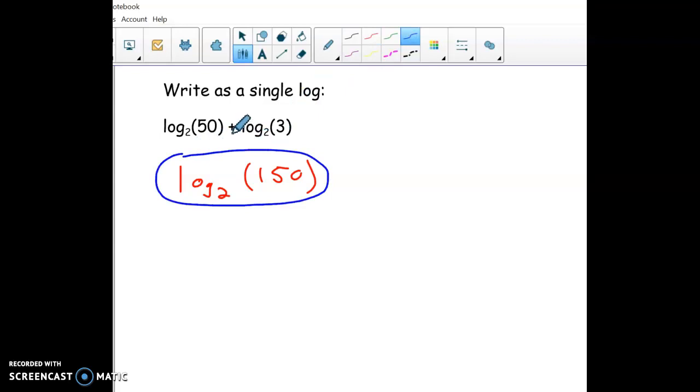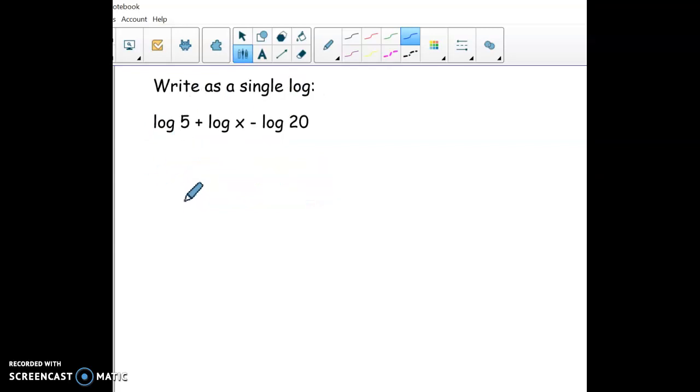All right, so when it's an add, you multiply the 2 parts that are there. That's a single log, boom, we're done. Technically, you could find this value on your calculator if you wanted, but I think they just want it as a single log, and so we got a single log. All right, a little more advanced one.